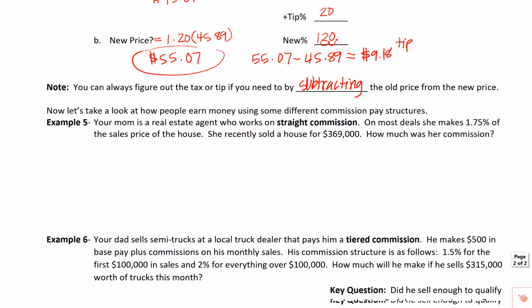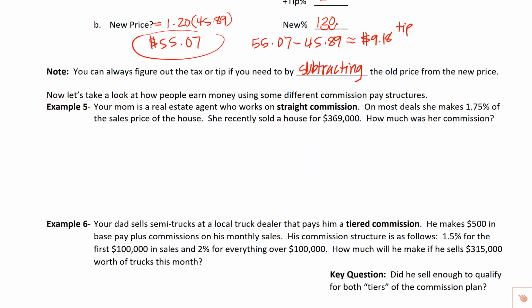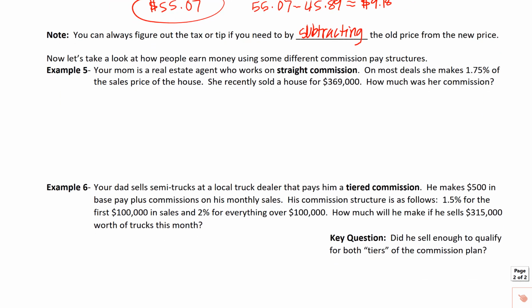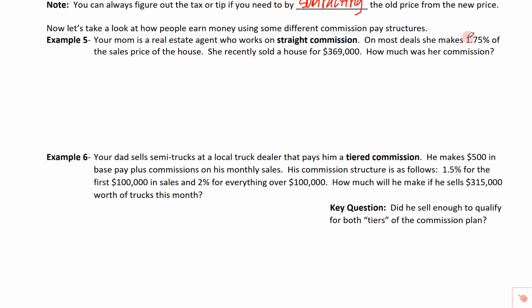All right, let's take a look at how people earn money by using some different commission pay structures. So we're going to focus a little bit on the second part with commission. Let's look at example 5. Example 5 says your mom is a real estate agent who works on straight commission. Most deals she makes 1.75% of the sales price of the house. She recently sold a house for $369,000. How much was her commission?